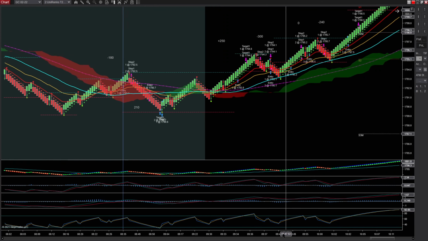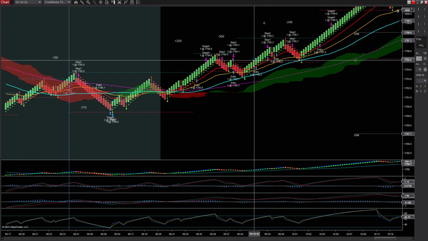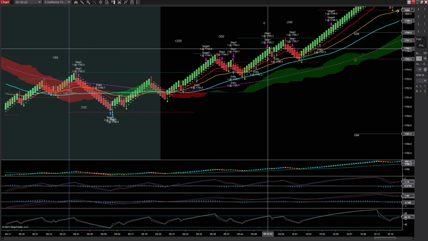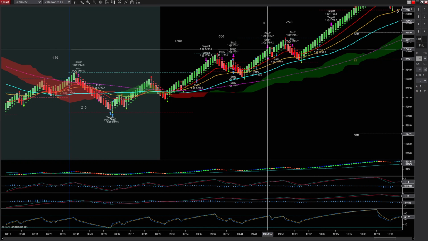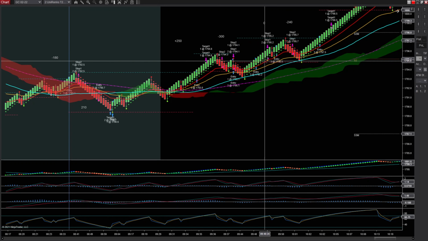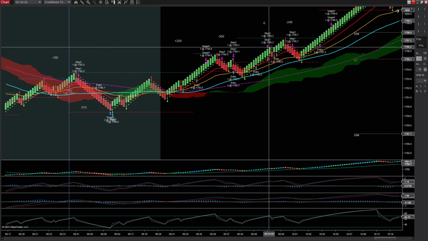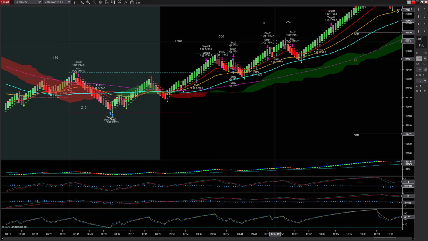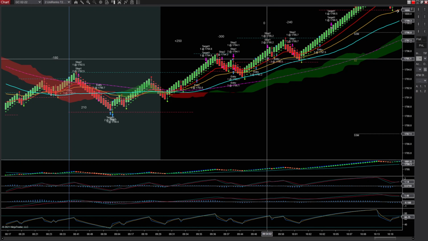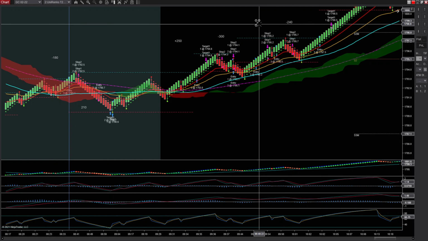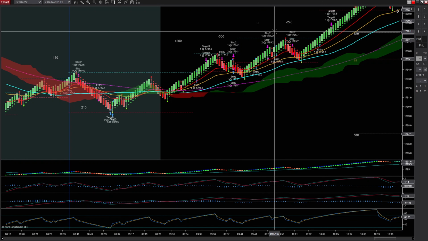Okay, next one, move there, another break out of this one, move all the way up, and then came back down, and the first target didn't hit. Then it moved another candle and hit the target, but I was out already in this one here. So this one is zero. So just paid commissions for three contracts.